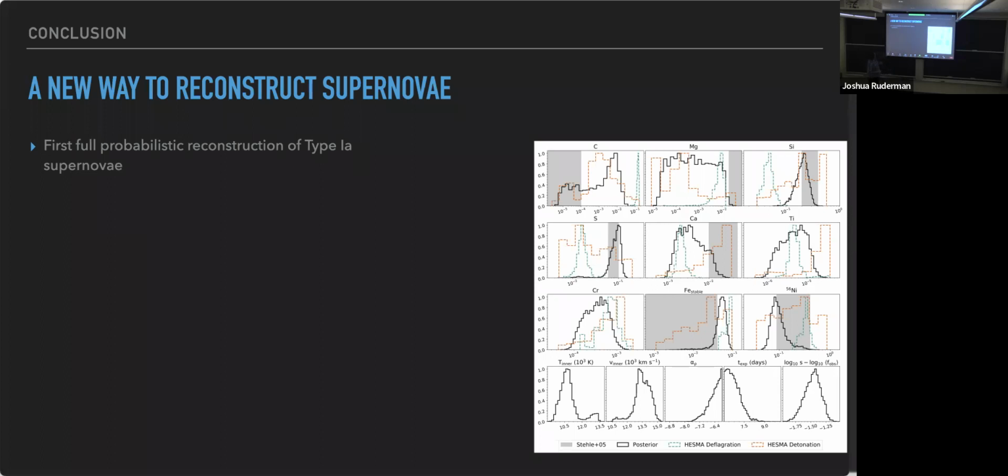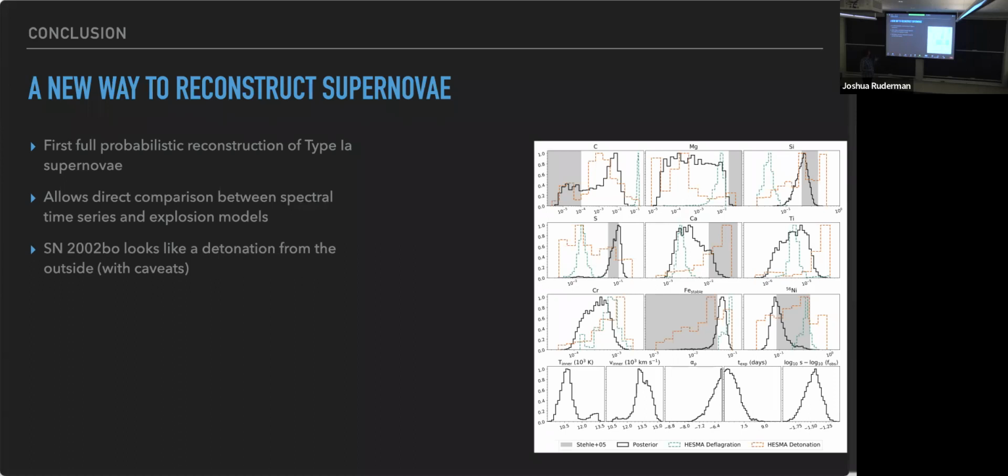Okay, first full probabilistic reconstruction of a Type Ia supernova. This was O'Brien et al. last year, and we now have a direct comparison between spectral time series and explosion models, which I think is the cool thing. We can now take this and not say maybe there's a silicon line or how much of it, but actually say this is what the posterior is. There's still a lot of work to do, but I think it really shows a way to more quantitative ways of looking at transients.